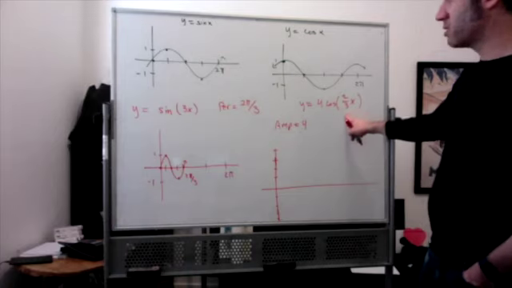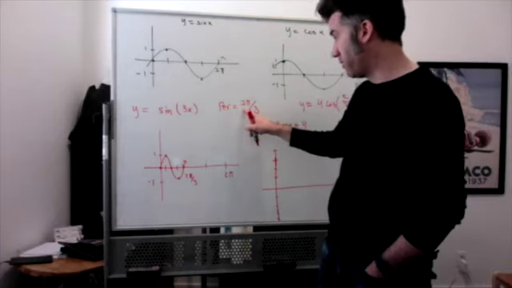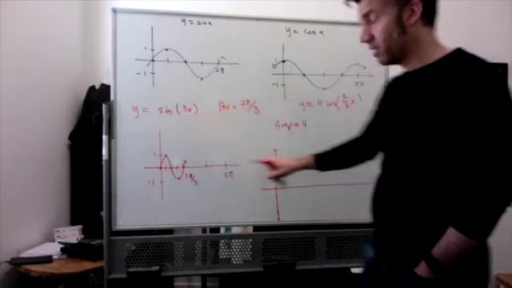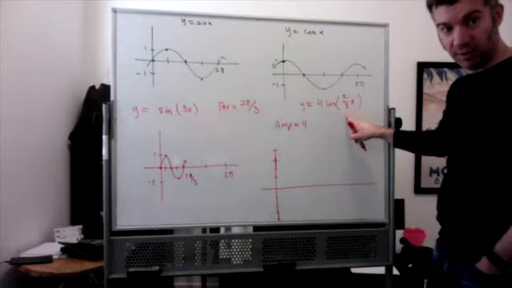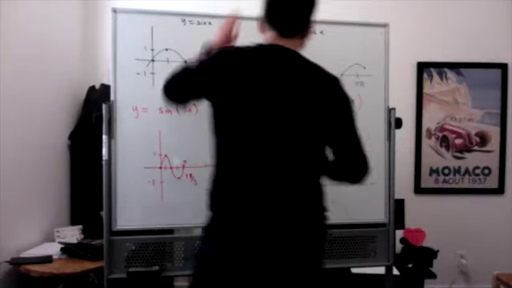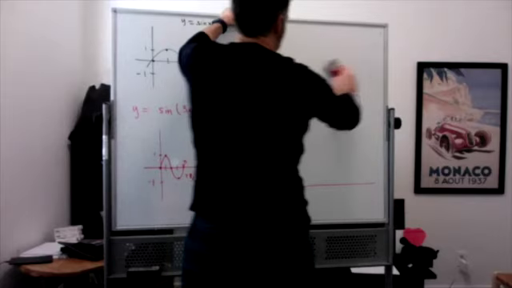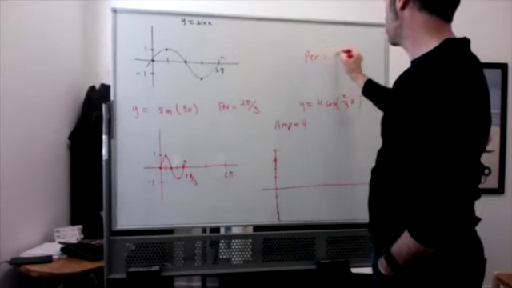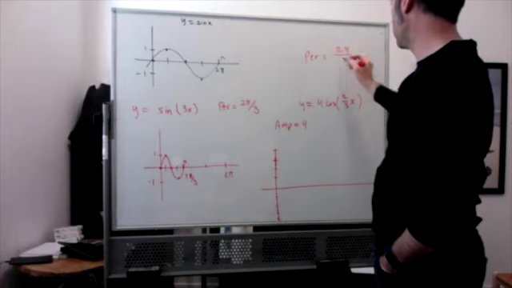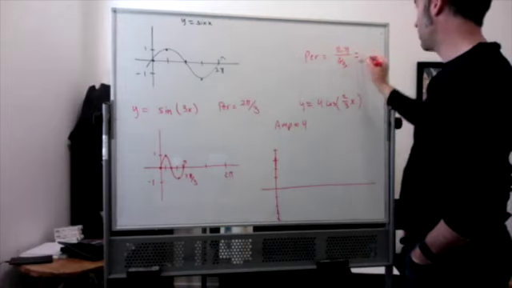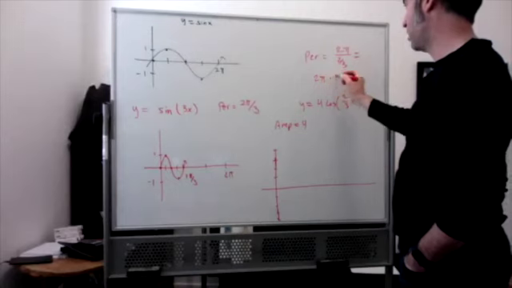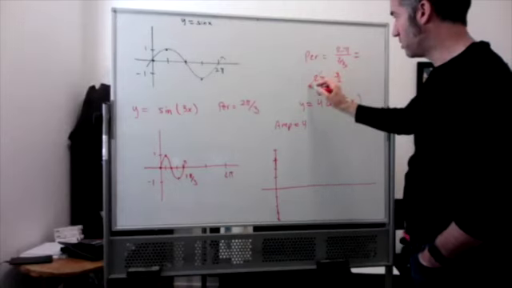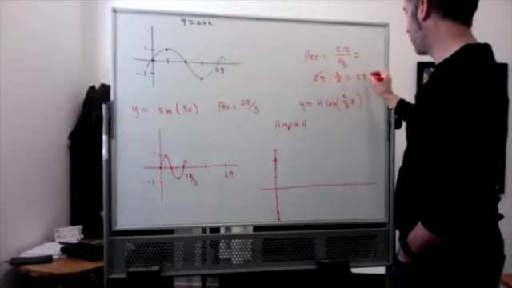And then the period. Here the period is going to be 2 pi divided by the coefficient of x. The period for this function is going to be 2 pi divided by 2/3, which is the same as 2 pi times the reciprocal 3/2. The 2's cancel, you get a period of 3 pi.